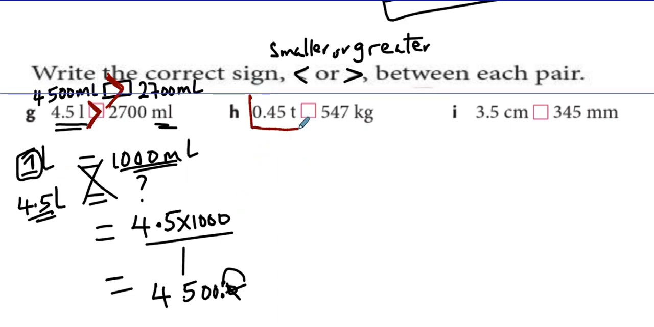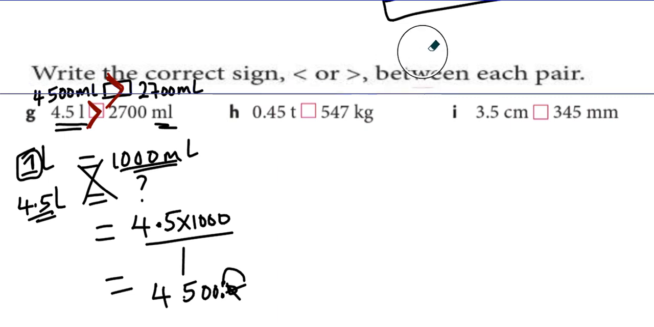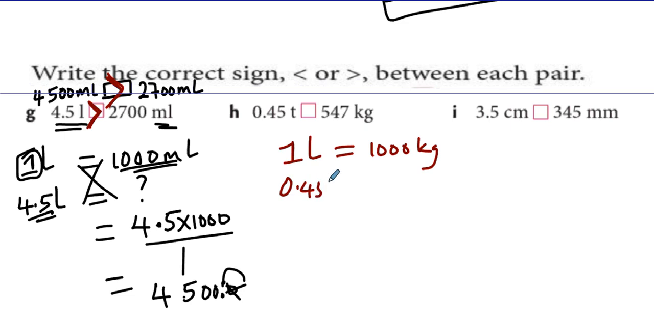Okay, how about 0.45 ton and 547 kilogram? So what we are going to do is convert ton into kilograms. We know that 1 ton equals 1,000 kg. How about 0.45, this is T for ton. So 0.45 ton will be equal to what?